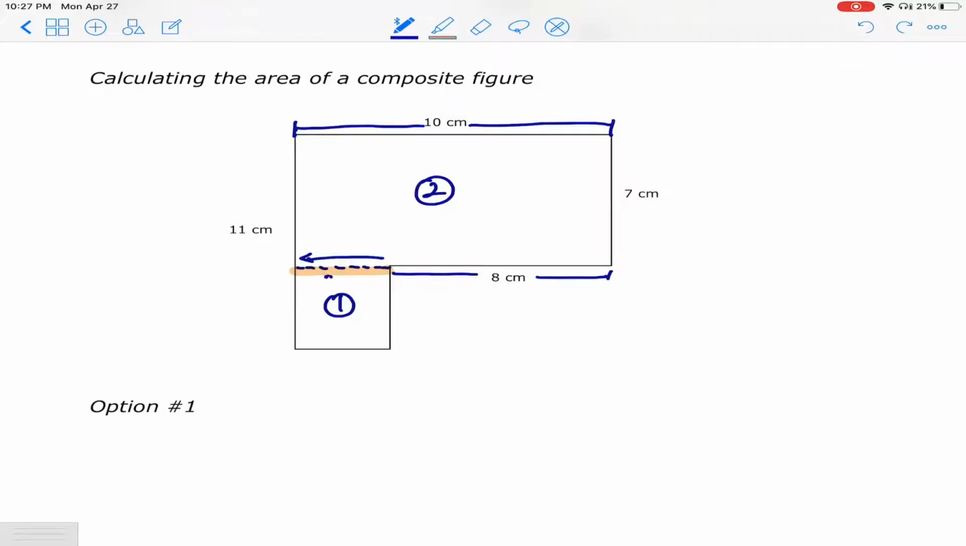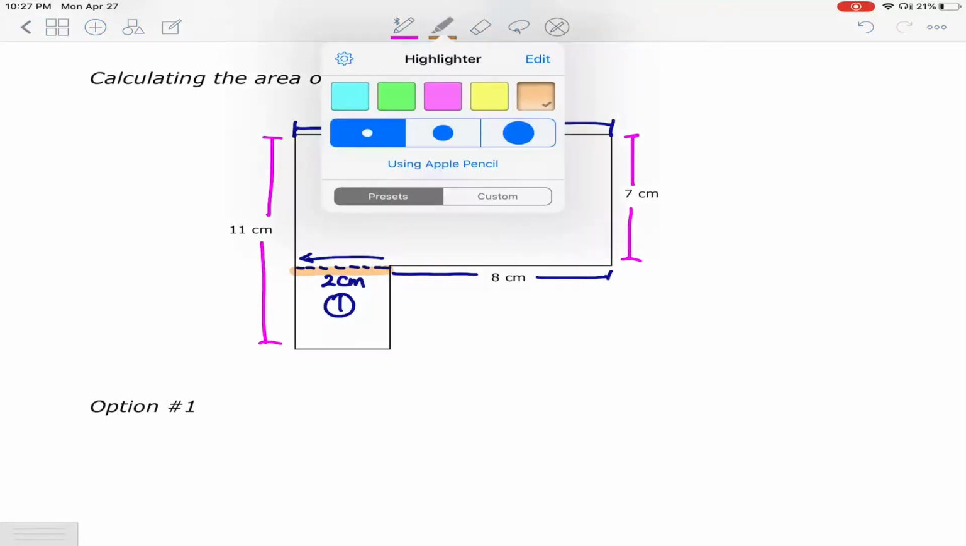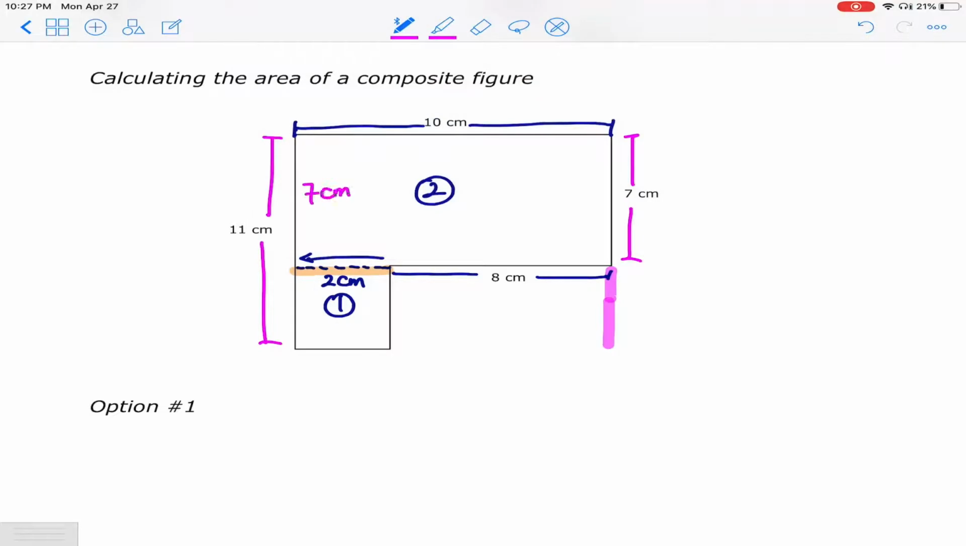So then this is 2 centimeters. Now I will use a different color here. Now we know that this is 11. The long one is 11. The short one over there is 7. And hopefully you start seeing this. You can say that this is 7 centimeters over there.